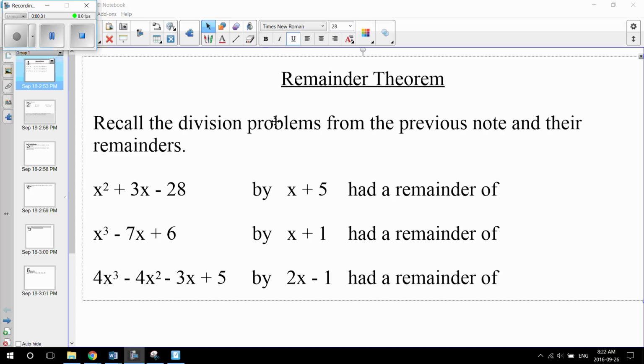But first, what we're going to do is recall 3 of the different division problems that we've looked at in some of our previous notes. We had 3 different polynomials, and they were divided by these different factors. We're just going to recall what their remainders were. So this first one had a remainder of negative 18. The second one had a remainder of 12. And the third one had a remainder of 3. Right now, these remainders may not seem important, but I want you to remember these 3 numbers when we look at our next example.